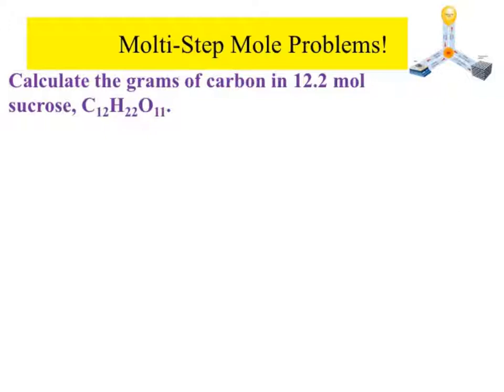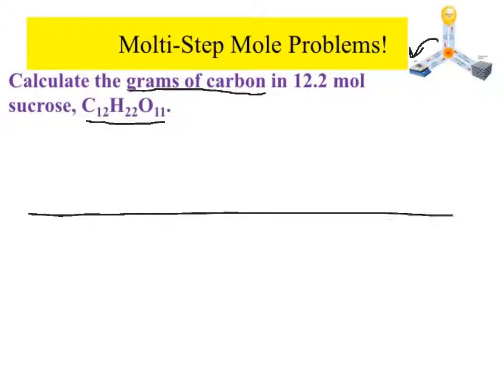So we are trying to calculate grams of carbon from moles of sucrose. So this would seem like a one-step problem, but there's something that's interesting. We're looking for grams of carbon in a compound that has elements other than carbon. So first things first, I'm going to go ahead and draw my line out and write what I'm given, which is 12.2 moles of sucrose. And I'm going to put an S here to save space. That's going to represent sucrose.